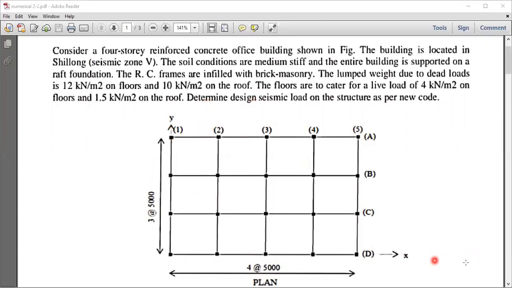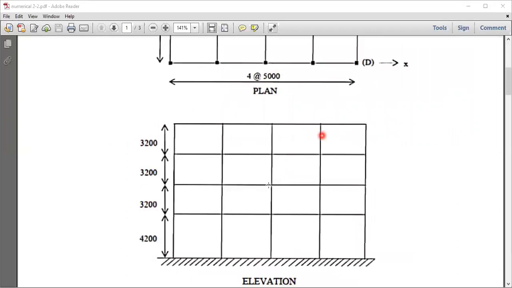This goes the plan, x direction and y direction. In the x direction there are 4 bays, 1 2 3 4, each of spacing 5000 mm. It is understood that there are 4 bays at 5000 mm, so this center to center spacing is 5 meter. In the y direction there are 3 bays, 1 2 3, at 5000 again. So A, B, C, D are named, and 1, 2, 3, 4, 5 in the x direction.